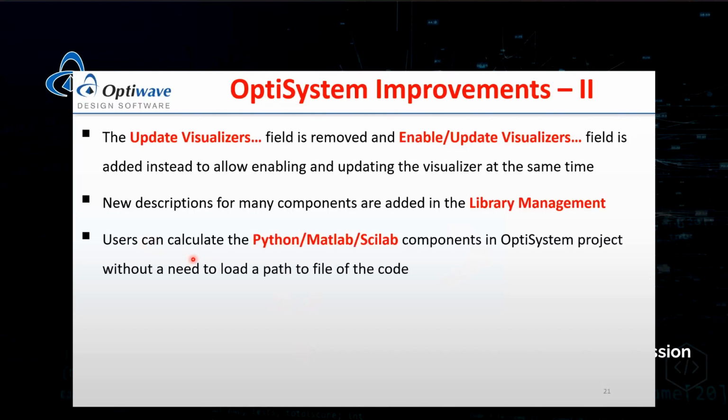And then, using the Python and MATLAB Scilab component, in the older versions you needed to put a path for the file which has the Python code, MATLAB code or Scilab code. In the new version 21, you only put the name of the file. As long as the file exists in the same directory as the project, there is no need to put the path of that file.